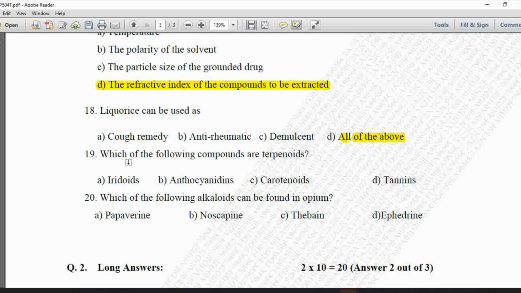Next MCQ, which of the following components are terpenoids? Option A is iridoids, option B is anthocyanidins, option C, carotenoids, and D is tannins. Here the correct option is carotenoids, so option C is correct.